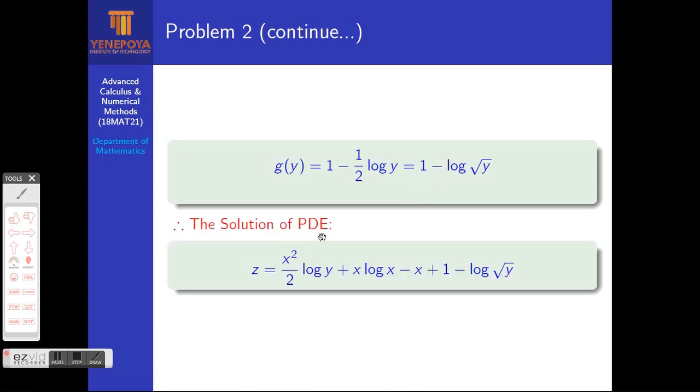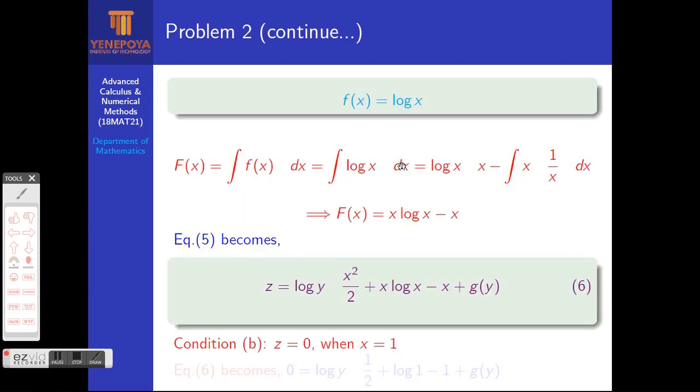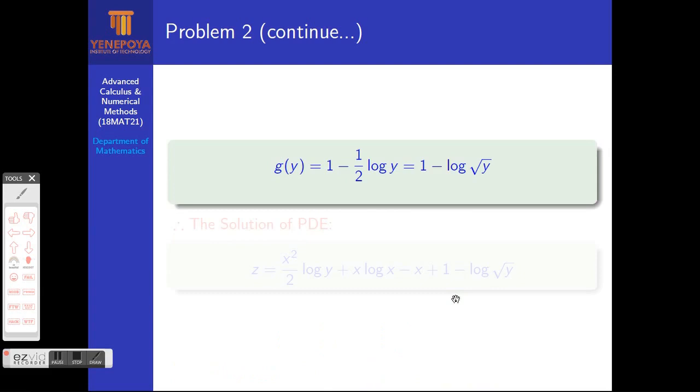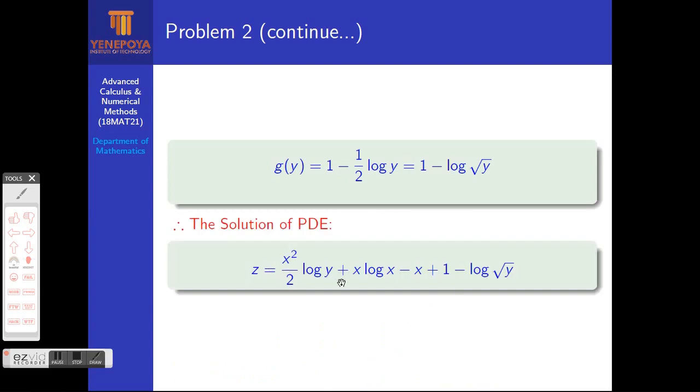Hence, substitute in equation number 6. The g of y value we should substitute in this equation, z equal to x square by 2 log y plus x log x minus x, plus g of y value is 1 minus log of root y. This is the final solution.